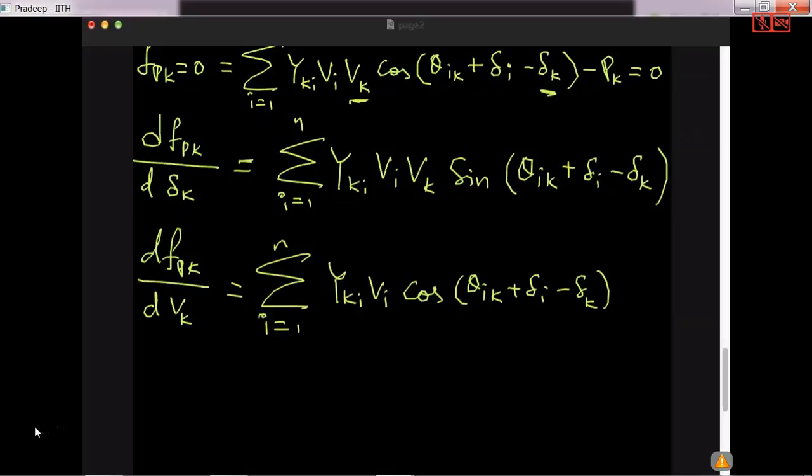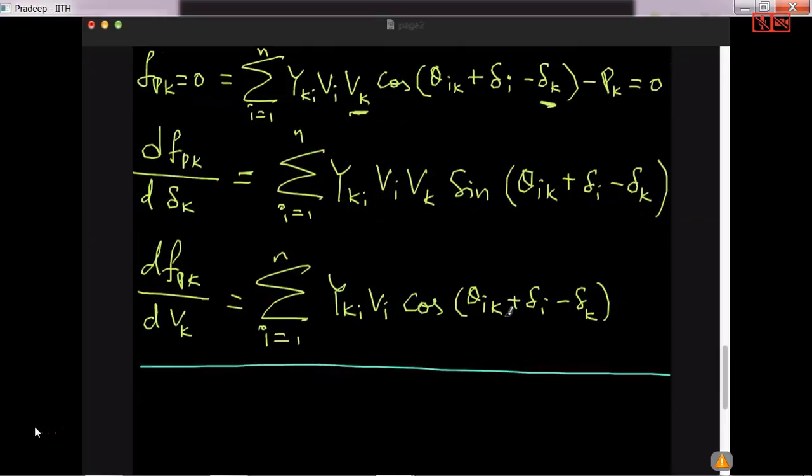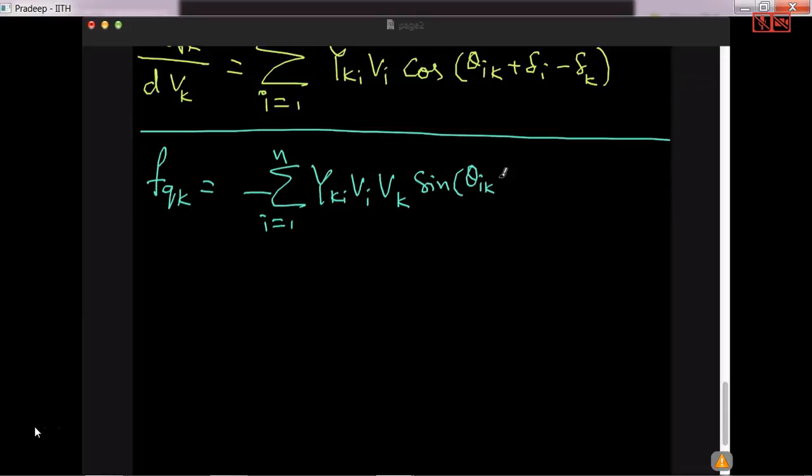Similarly, I can differentiate the other function. What is the other function? That is the function of Qk. What is the Qk function? This is minus the sum from i equal to 1 to n of yki vi vk sine of (theta ik plus delta i minus delta k) minus Qk. So this function is equal to 0.